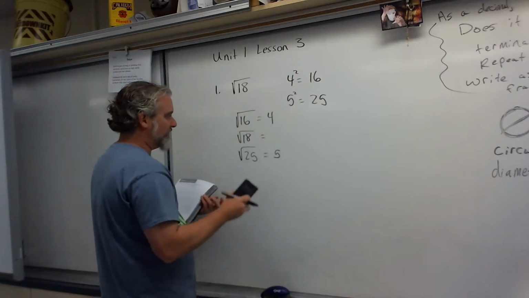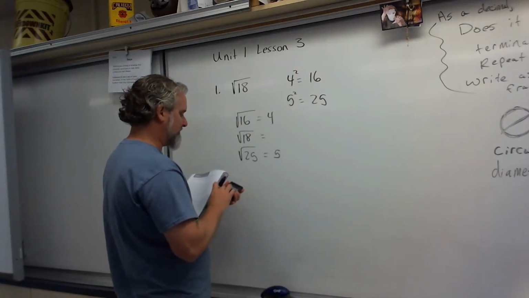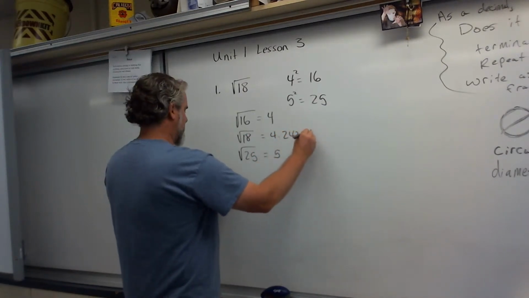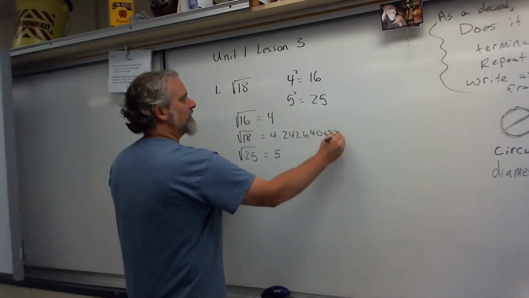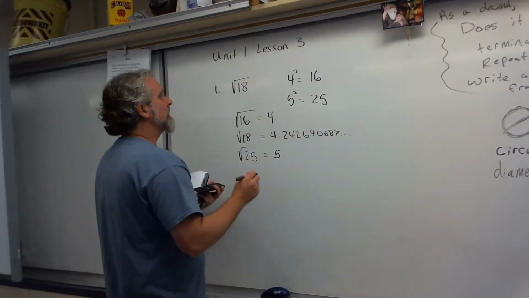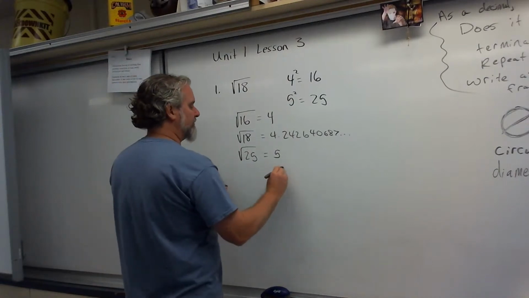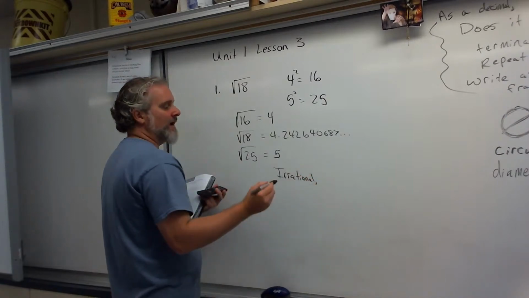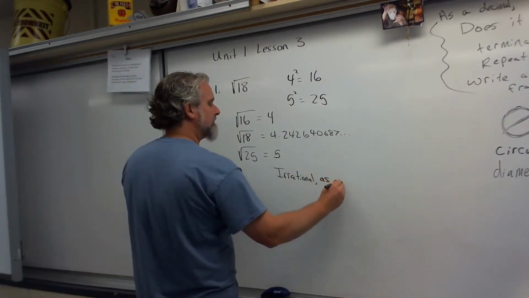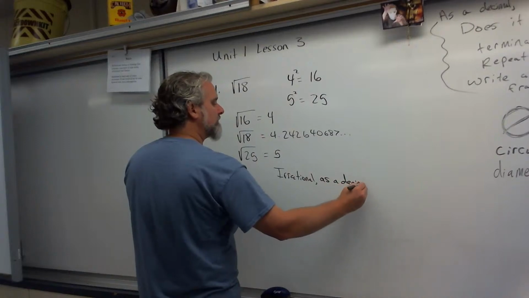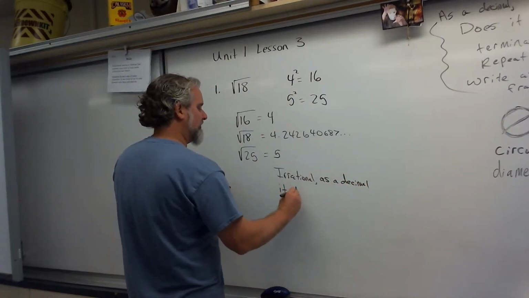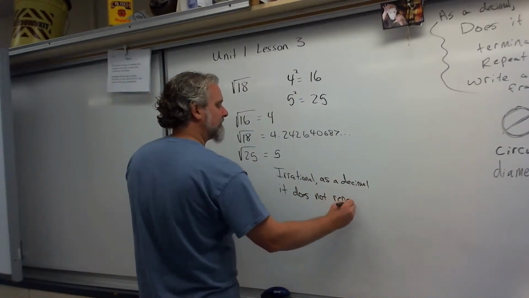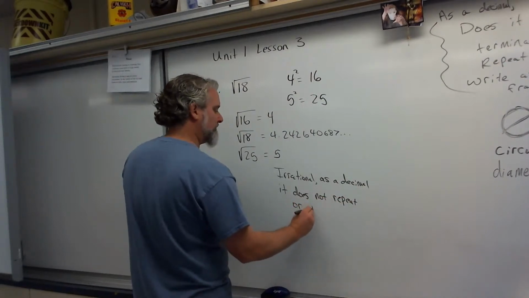And if I was to test it out on my calculator to find out exactly what we get, 4.242640687, and then it continues on from there. So square root of 18 is irrational. As a decimal, it does not repeat or terminate.